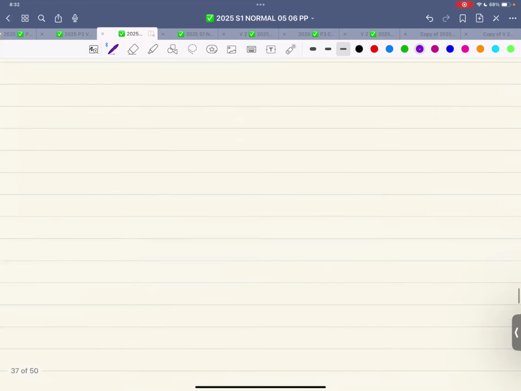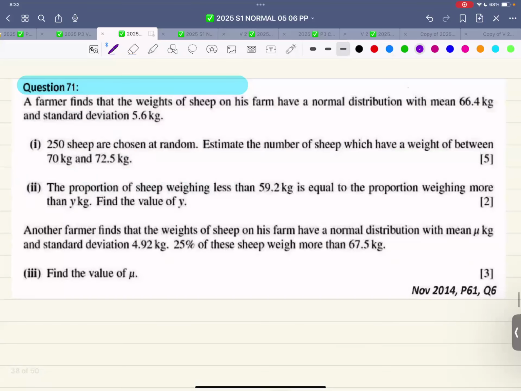Let's move on. Question number 71. Read this question first. It says a farmer finds that the weight of sheep on his farm have a normal distribution with mean 66.4 and standard deviation this much. So that's the mean, that is the standard deviation.